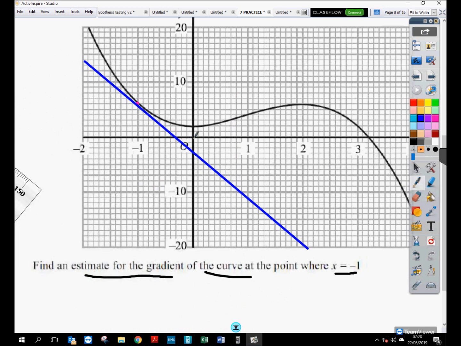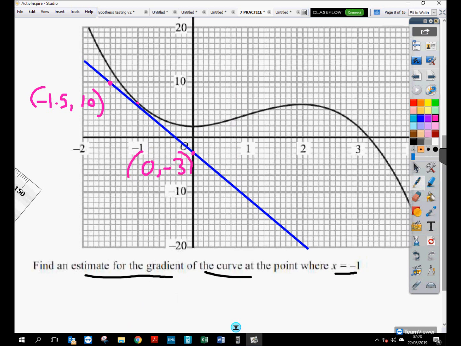Now, what you then do is choose 2 points on the tangent that are easily readable. So I think this one's okay, and this one looks alright as well. Okay. So this one here is -1.5, 10, and this one here is 0. So let's go down in 1, so -3.